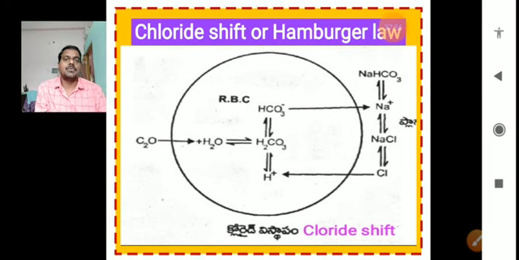From the exam point of view, they ask as a long question: describe the carbon dioxide transport, or describe the chloride shift or Hamburger law, and what is the major role of chlorine in the carbon dioxide transport, right? So this is very important.